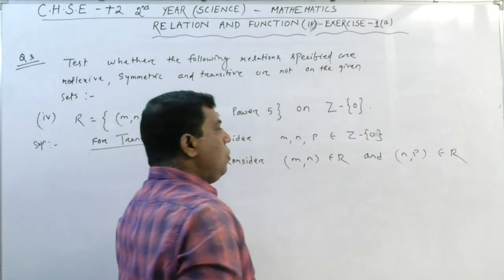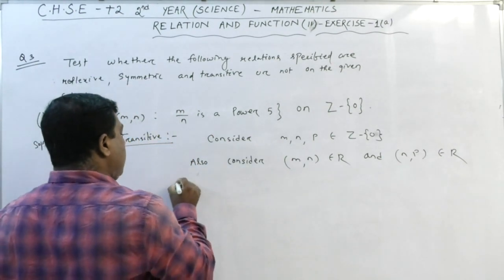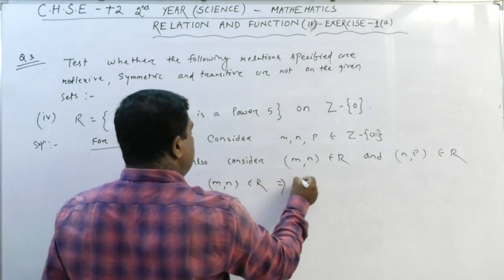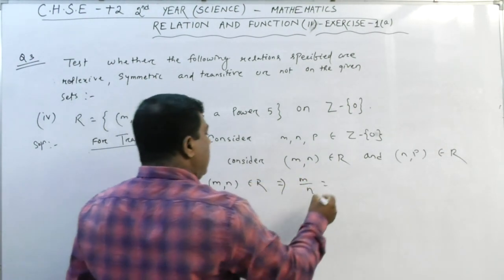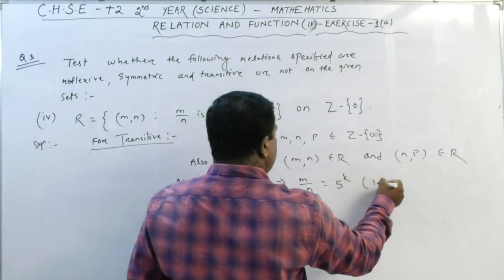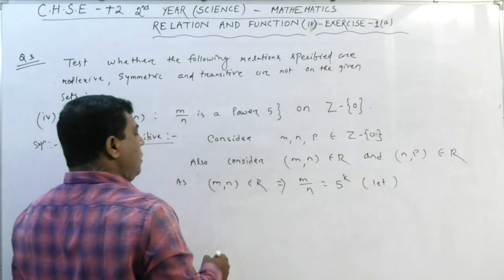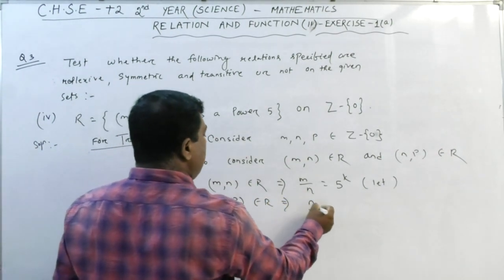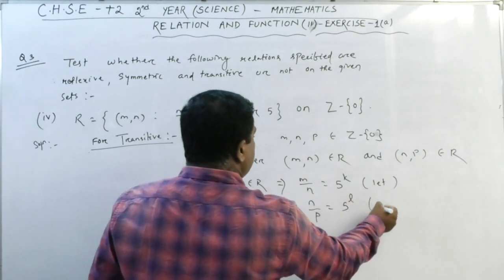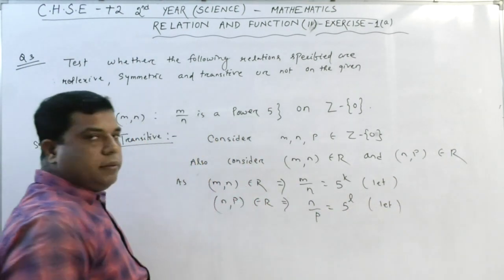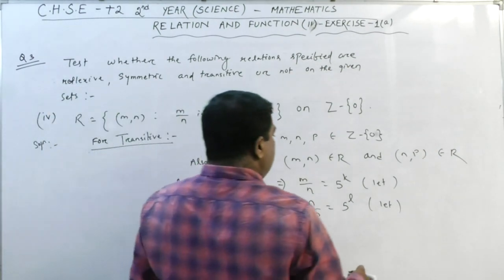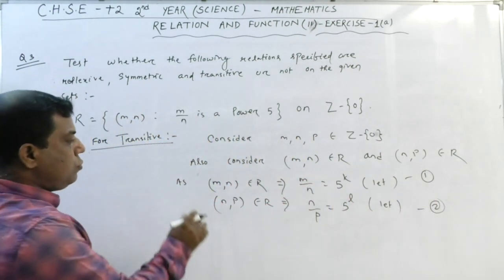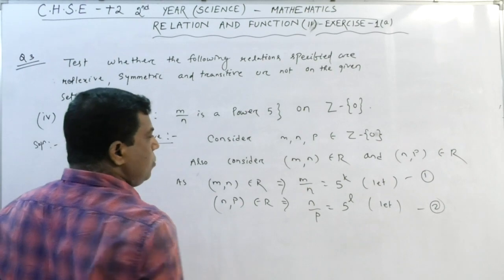Okay? What does it mean by (m, n) belonging to R? As (m, n) belongs to R, it implies m/n is a power of 5. Let m/n equal 5 to the power k, let us consider. And as (n, p) belongs to R, it means n/p should be some power of 5, suppose 5 to the power l. Let us consider. Now let it be 1 and let it be 2. Now we have to show a connection between m and p, whether we are able to show it as a power of 5 or not.